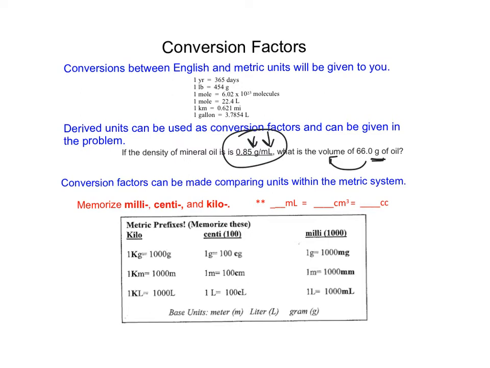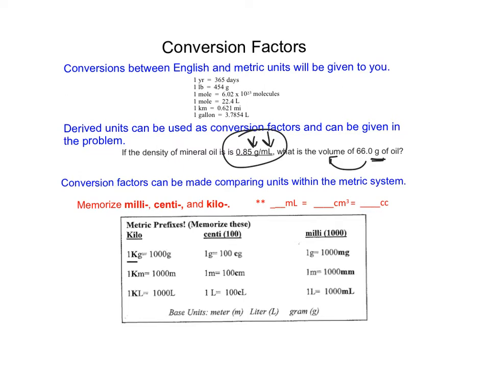Last but not least, the three that you are going to have to memorize are the three essentially within the metric system: milli, centi, and kilo. Yes, we know that there's a lot of other prefixes, deci, deca, etc., micro, nano, mega, giga. You don't have to know all of those. The three that you have to memorize are milli, centi, and kilo. Okay? Those three conversions.